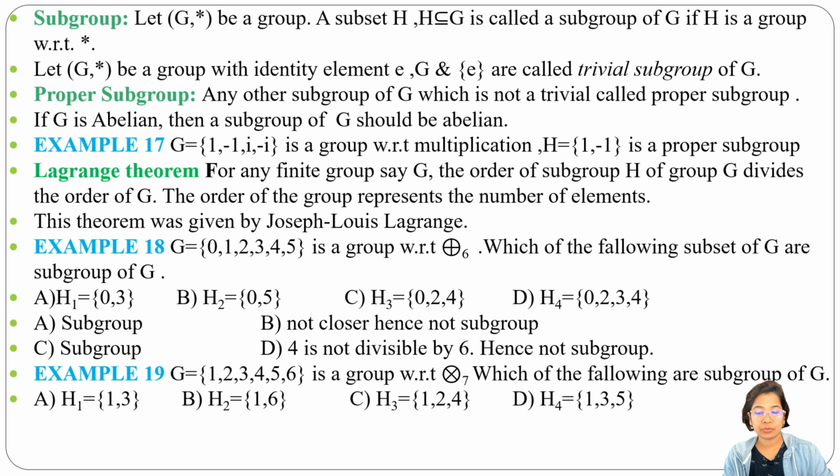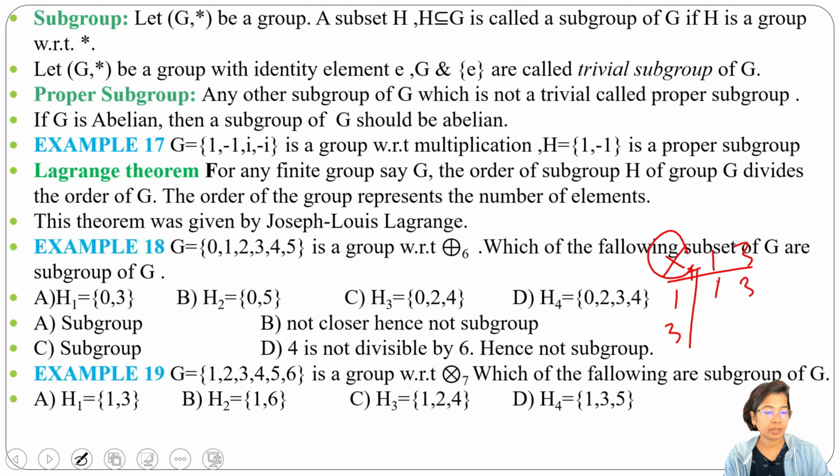Now first H1 is {1, 3}. Just check 1, 3. Here multiplication modulo 7. 1 multiplied by 1 is 1, 1 multiplied by 3 is 3, 3 into 1 is 3, 3 into 3 is 9, 9 divided by 7, remainder will be 2. It's not closed. Hence it is not a subgroup.